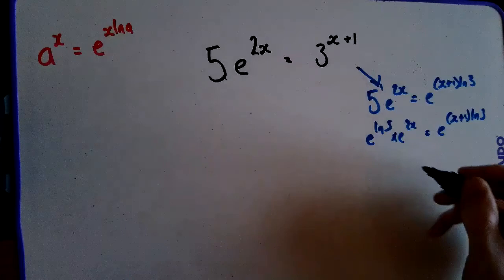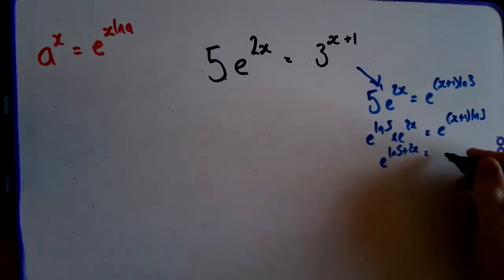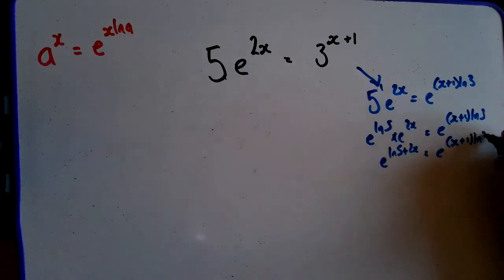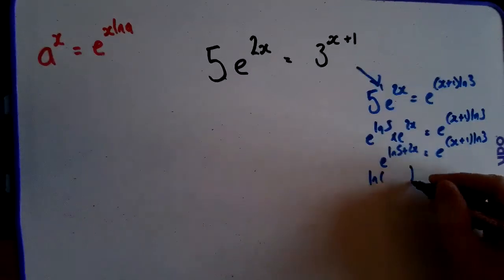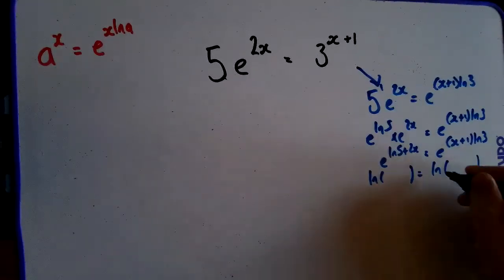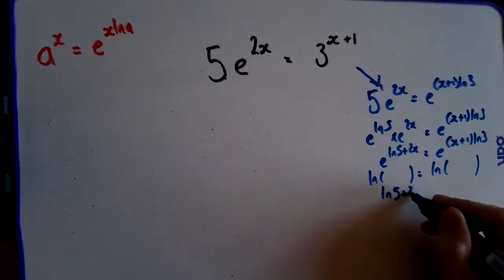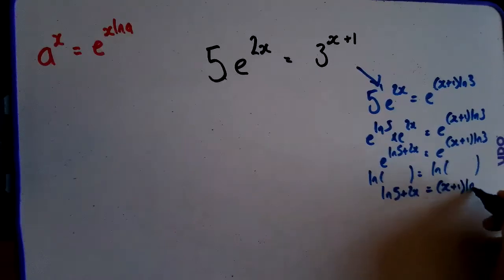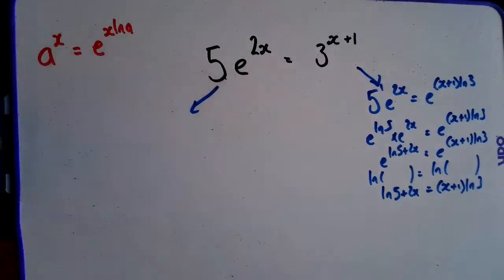Here I'm timesing, so I can add the powers. So e ln 5 add 2x equals e to the x add 1 ln 3. Now I can do ln on both sides, and the ln and the e will cancel out. So I'll just get ln 5 add 2x is x add 1 ln 3. Whereas the other method this time might be a bit quicker.